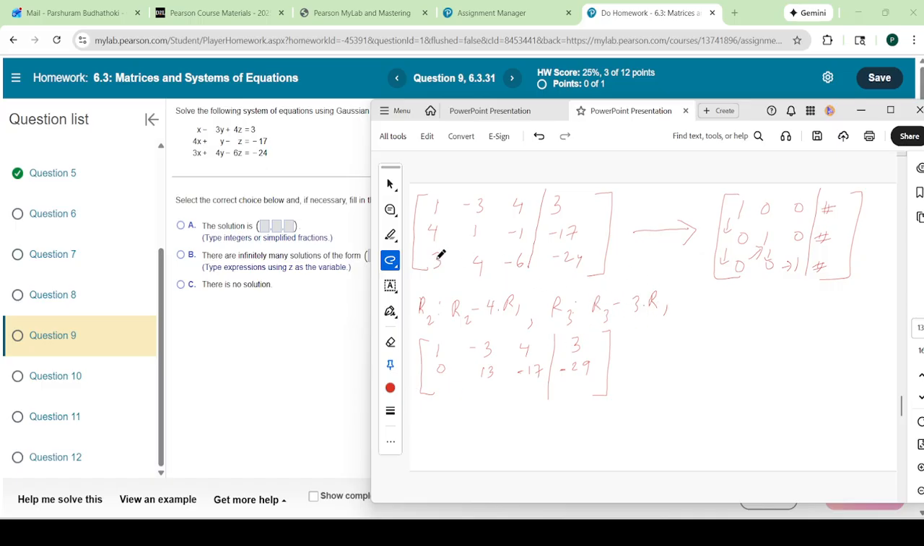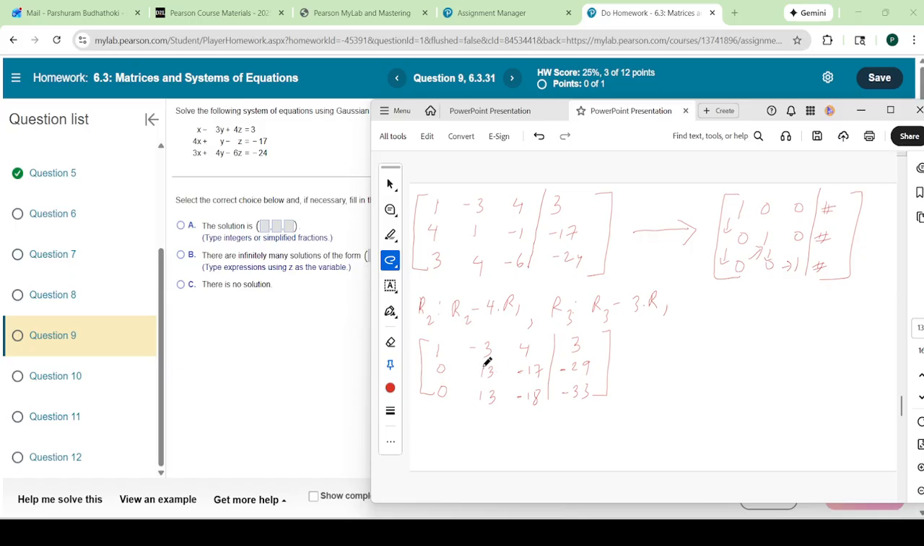And the third row: 3 minus 3 is 0. 4 minus 3 times negative 3 is plus 9, which is 13. Negative 6 minus 3 times 4, which is 12, so negative 18. Okay. Negative 24 minus 9 is negative 33. Good. So 0, 0. Now we have to make this thing 1.